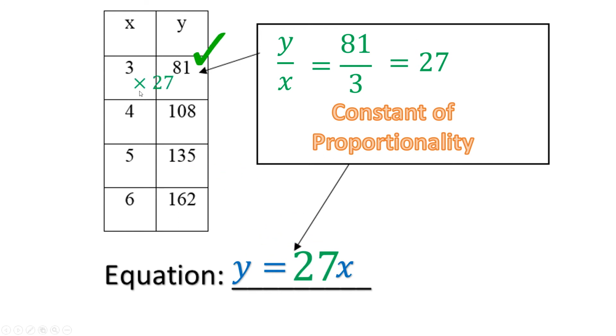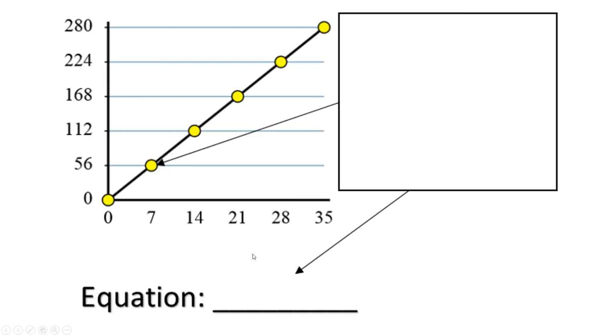because 3 times 27 is 81, 4 times 27 is 108, 5 times 27 is 135, and 6 times 27 is 162. 27 times the x value equals y, and that's what this equation tells us.